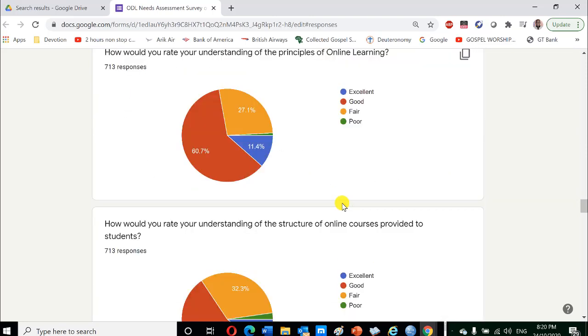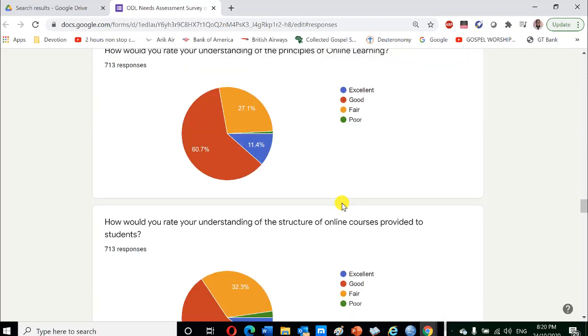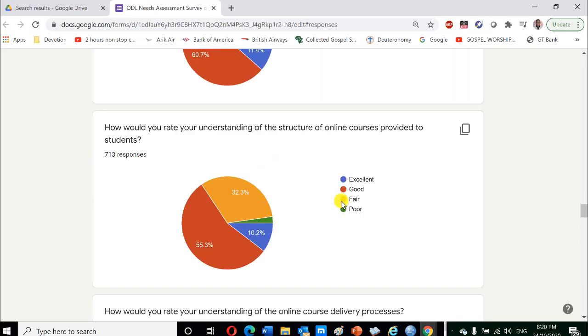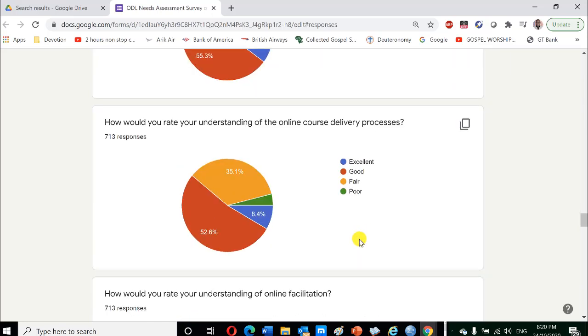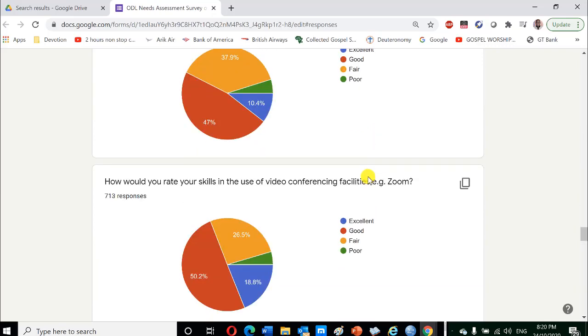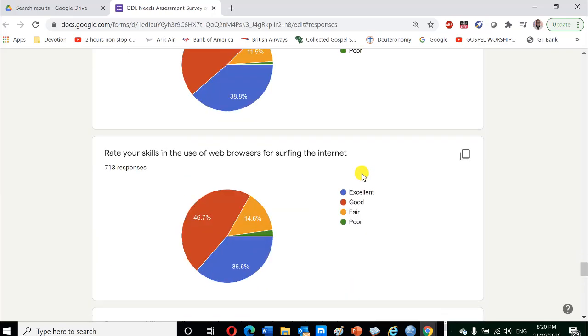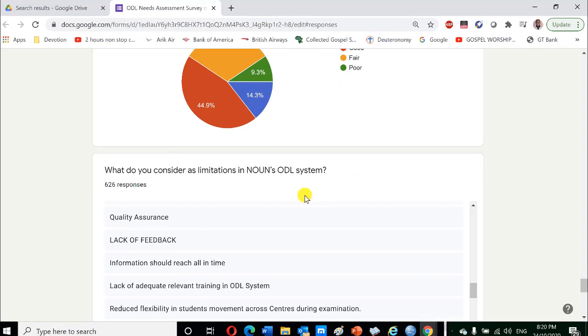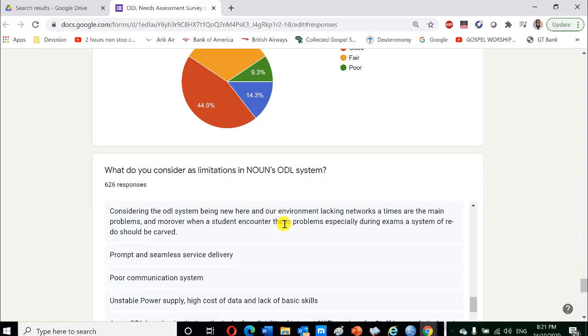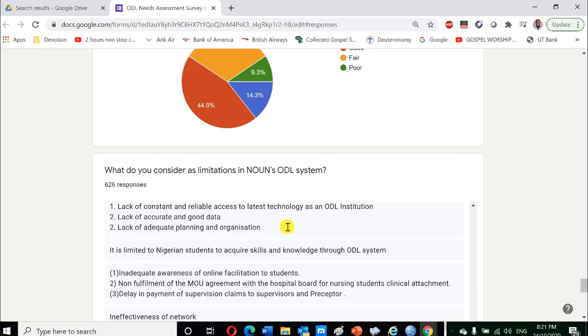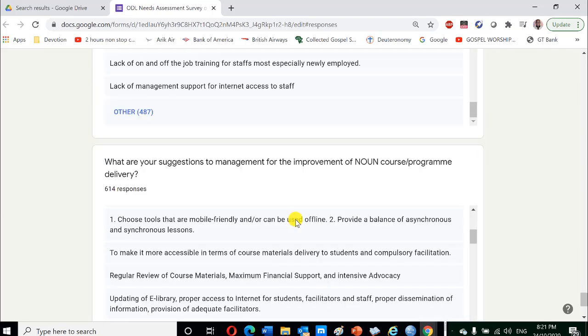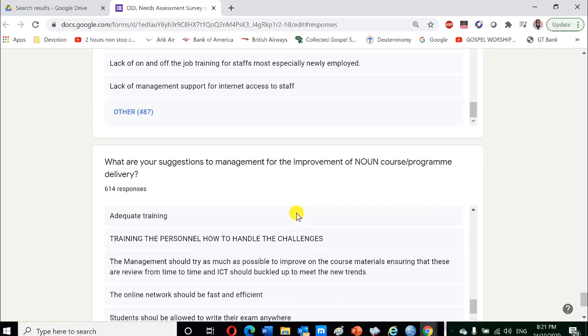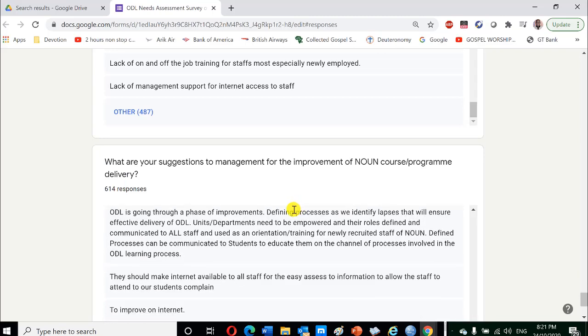So the program, as I said earlier, is made to target these your needs. So how will you rate your online courses and all that? And then we asked a number of open-ended questions. What do you consider as limitations in NOUN's ODL system? You gave a lot of responses, heavy, heavy, heavy. So these are the findings of the needs assessment survey on which we have based this.